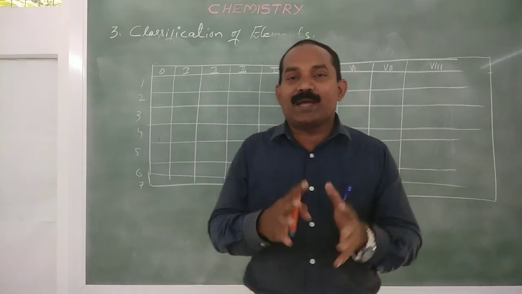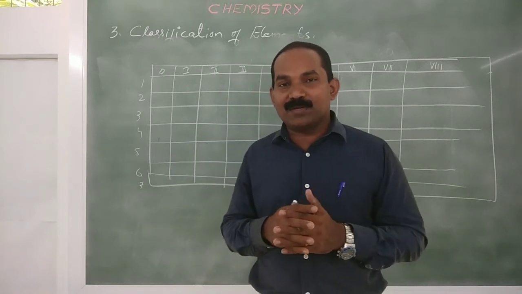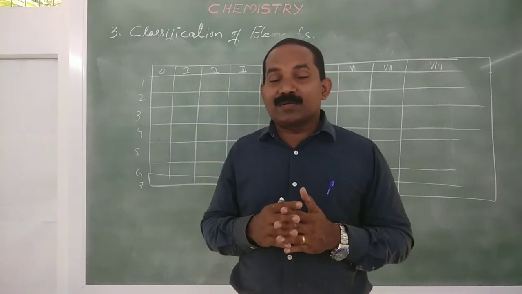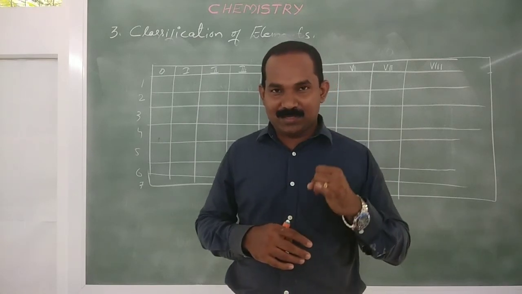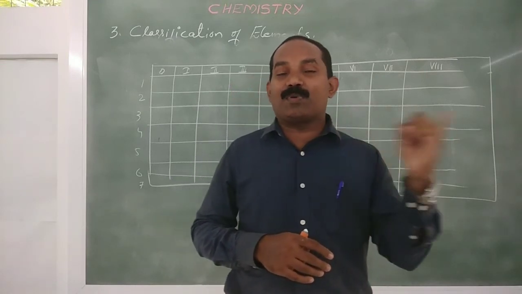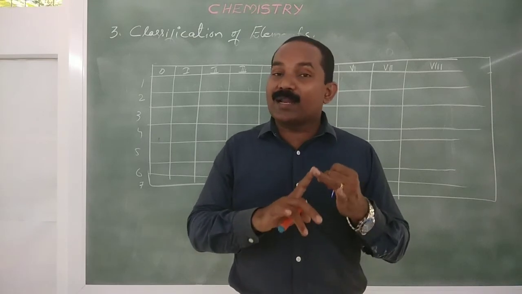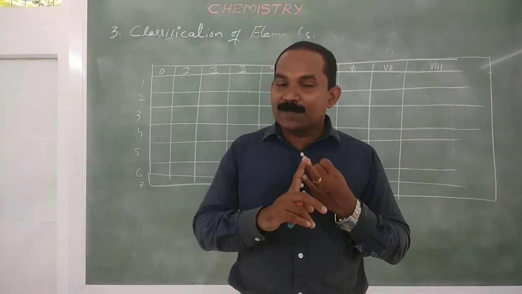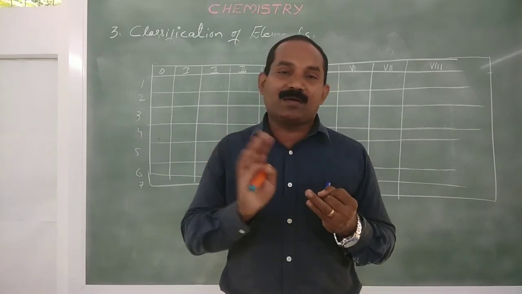Also, he has some drawbacks. What are the drawbacks in the Mendeleev periodic table? The position of hydrogen is a question mark. He couldn't place hydrogen in a proper place. That's one important drawback. Another important drawback is anomaly, an anomalous pattern in the atomic number.